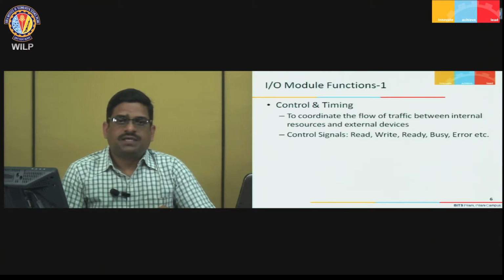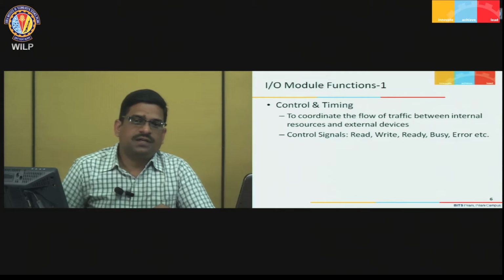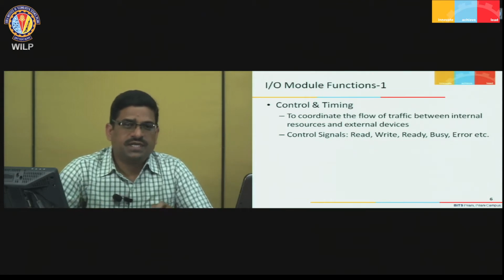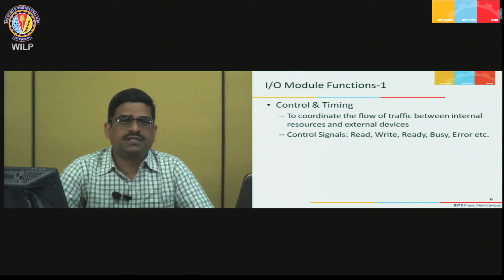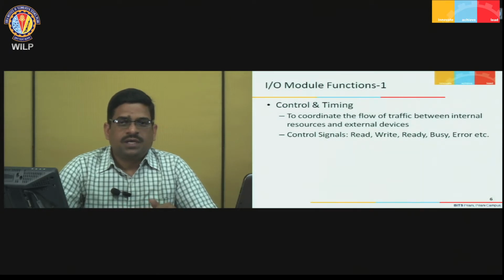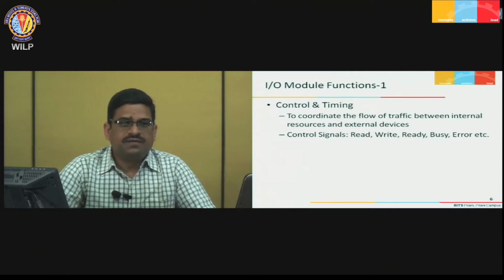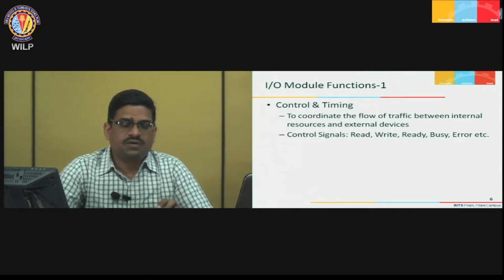So, first is the control and the timing. It coordinates the flow of traffic between internal resources and external devices. Internal resources means processor and memory, external devices means the peripheral devices for which this interface circuit or this module is there. And it sends and receives the control signals like read, write, ready, busy, error, all these control signals it understands.